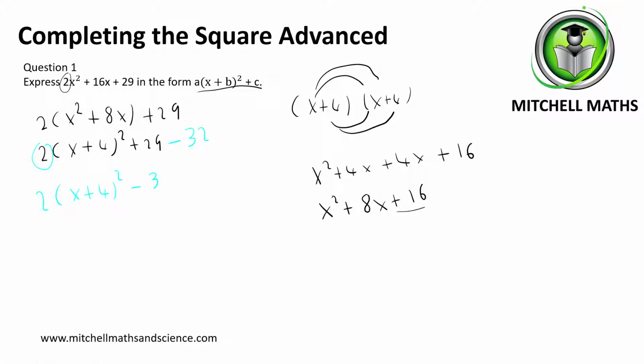The extra steps compared to normal questions is taking the 2, or whatever number is in front of the x squared, out at the start of the first two terms, and then remembering to multiply whatever the brackets gives you by the number in front for you to take it away.